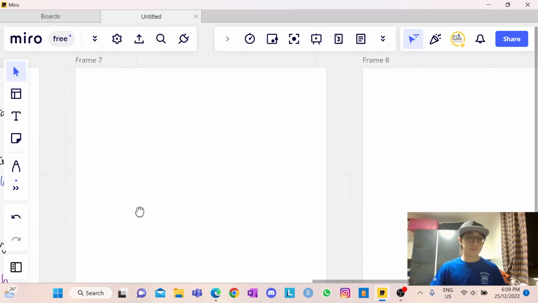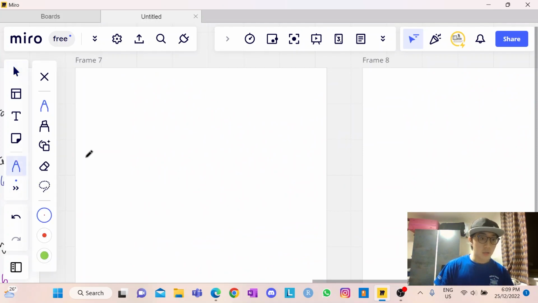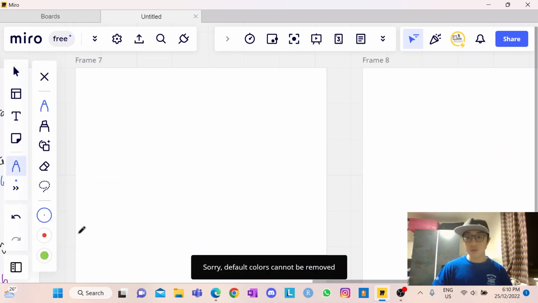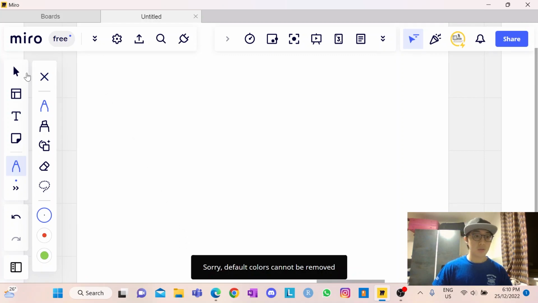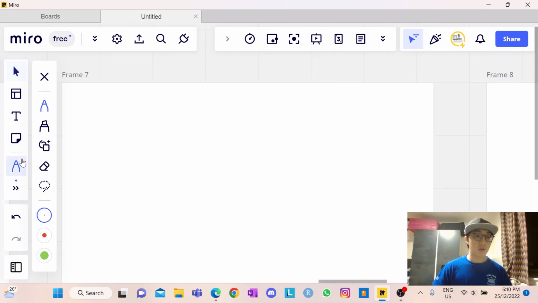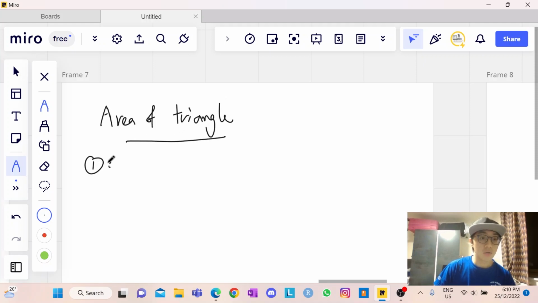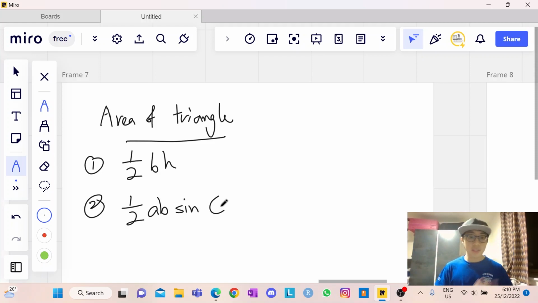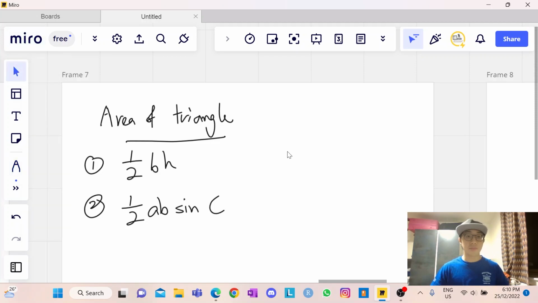You can always look for the area of a triangle using 1 over 2 base times height. If not, there is another formula called 1 over 2 ab sine C. How does this 1 over 2 ab sine C come about?